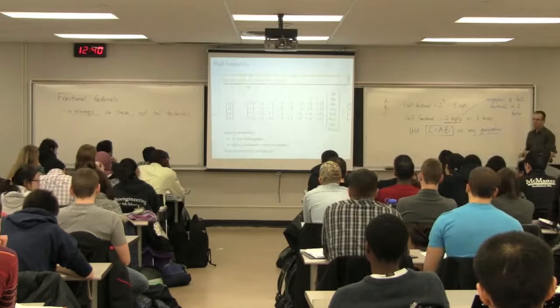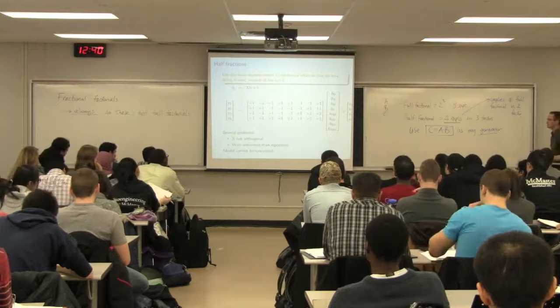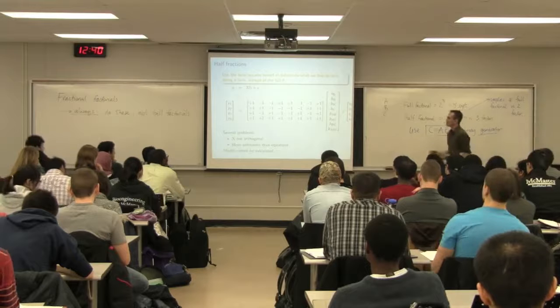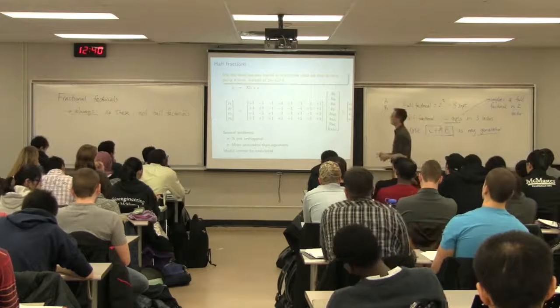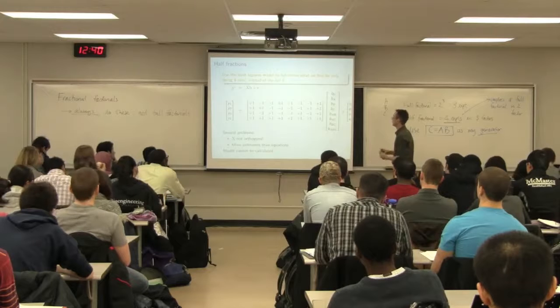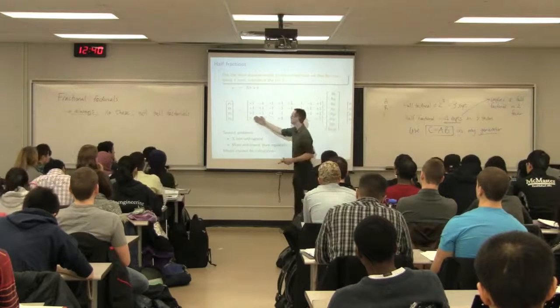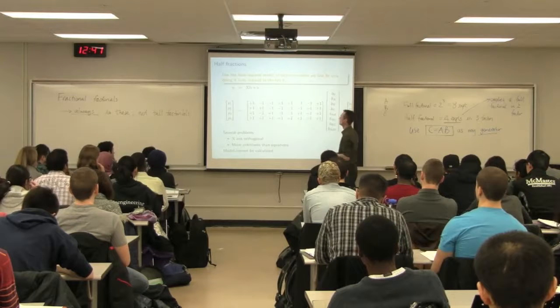We can tell that also by looking at the least squares representation. For half fractions or any fractional factorial, we can use the least squares model to determine what our trade-offs are. If I write out the least squares model, this is what my X matrix would look like. It's just a copy and paste of that previous table.